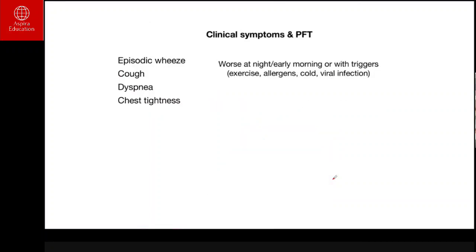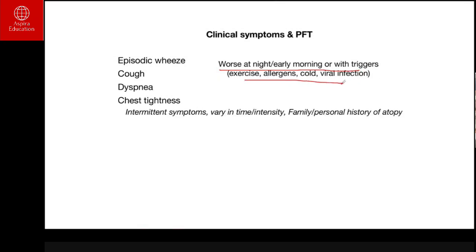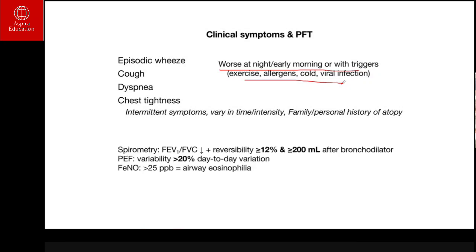Symptoms, you know, are episodic wheeze, cough, dyspnea, and chest tightness. And these symptoms are worse, that is one important clinical point, at night or early morning or with triggers. Triggers are exercise, allergen, cold, and viral infection. So the classical picture of this asthma is intermittent symptoms, which vary in time, and they have a family or personal history of atopy.